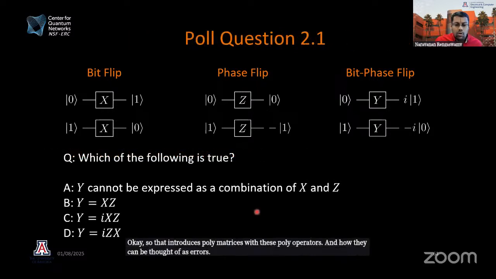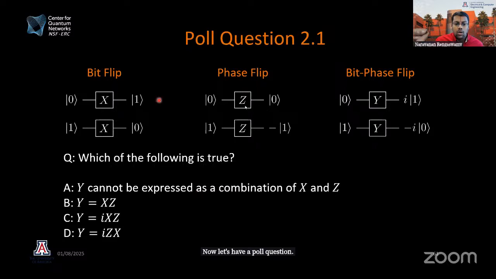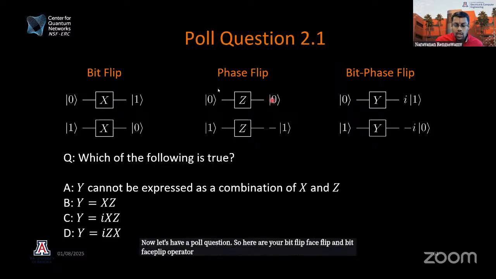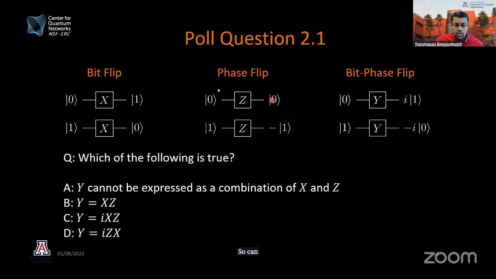Now let's have a poll question. So here are your bit flip, phase flip, and bit phase flip operator definitions. Can you tell which of the following statements are true with respect to Y being a function of X and Z?